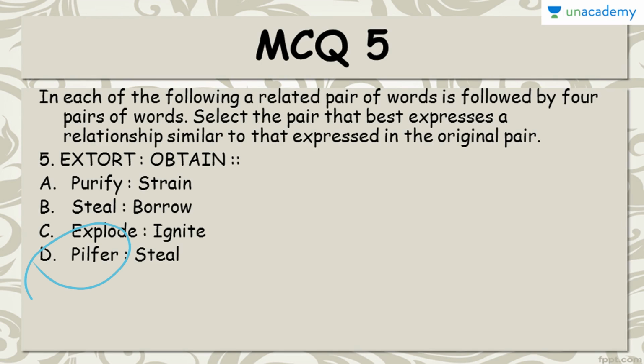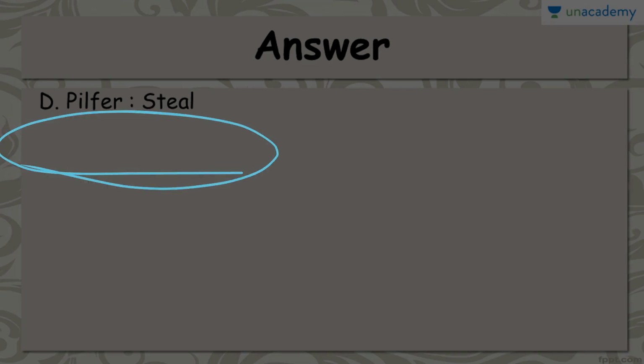Okay, so they are more or less the meanings of the same word. In the rest of the cases, we see purifies to strain. They are nowhere close to meaning. Stealing and borrowing, they are almost opposite. Exploding and igniting also stand on something different. So they stand on different grounds. Therefore, pilfer and steal, and extort and obtain, they have similar relationships.